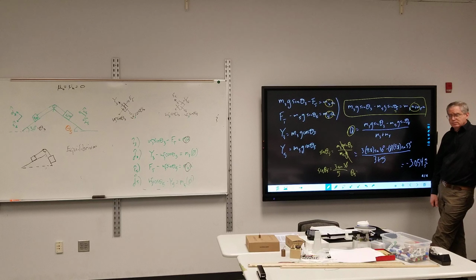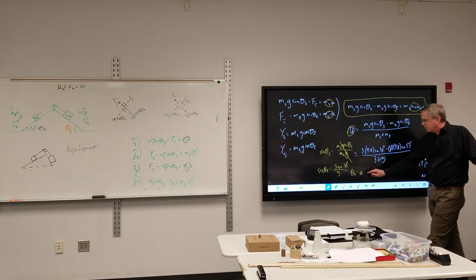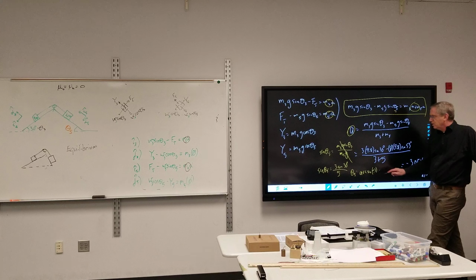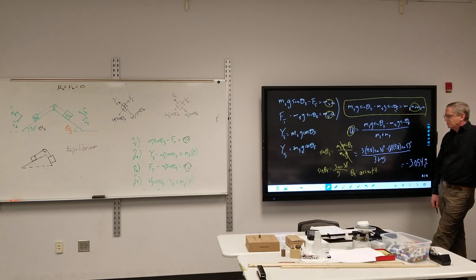Whatever that is, that's about 0.3. So this would be the arc sine of about 0.3, which is, let's see, 0.3 times 7. Around 18 degrees.